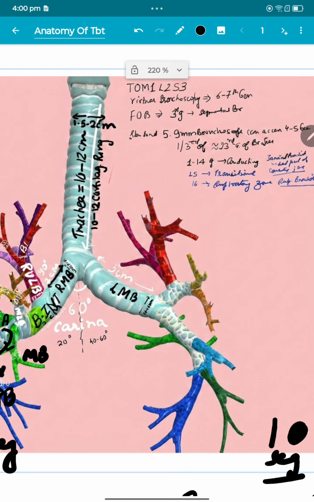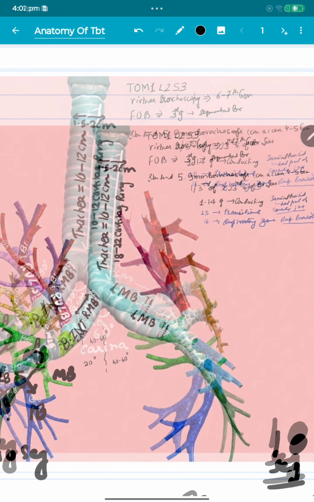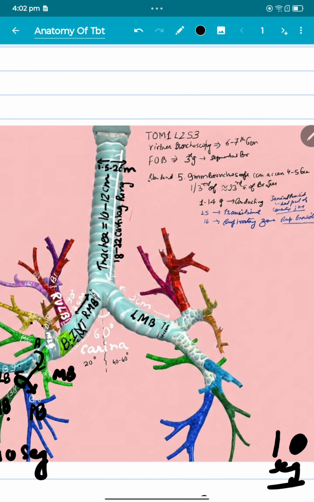So we will study the generations of the trachea. Trachea is the zero generation. The length of the trachea is about 10 to 12 centimeter, and the diameter is approximately 1.5 to 2 centimeter, or 15 to 20 mm. The number of cartilaginous rings ranges from 18 to 22, and these are C-shaped rings.